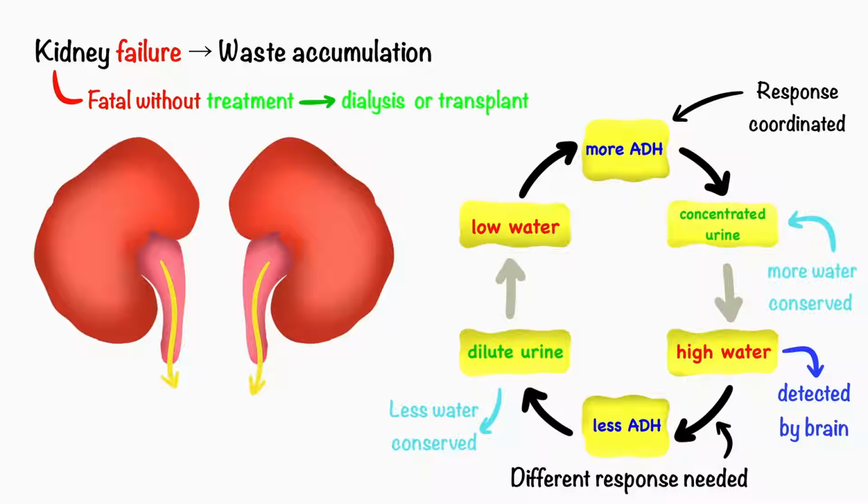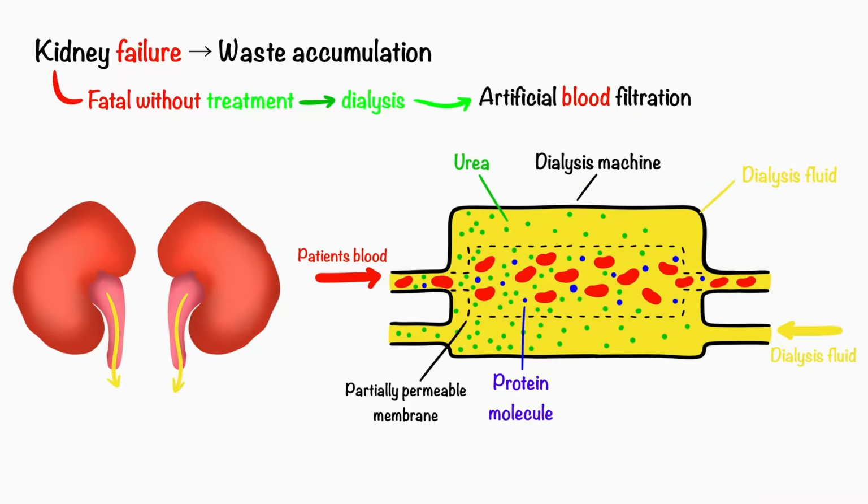There are two main treatments for kidney failure: regular dialysis or a kidney transplant. Dialysis is a medical procedure that artificially filters the blood. It's designed to keep concentrations of dissolved substances in the blood at normal levels and to remove waste products.